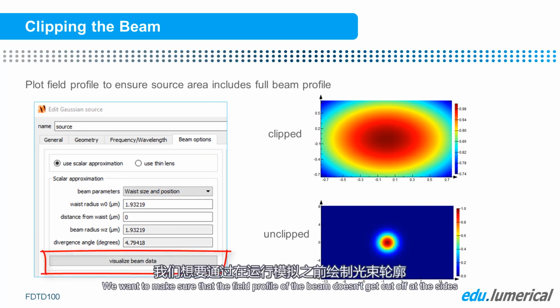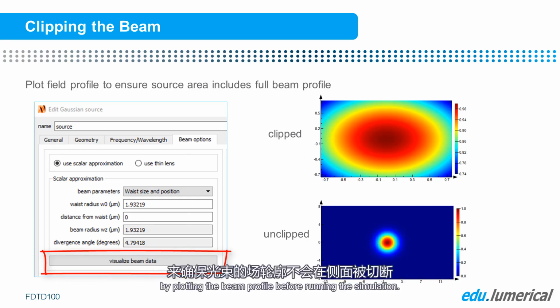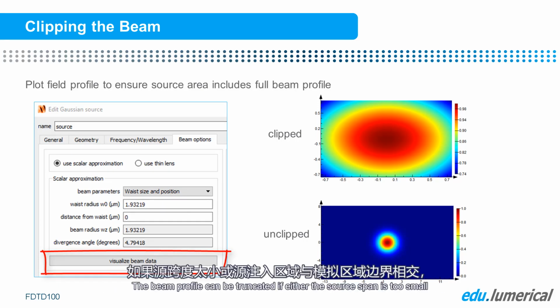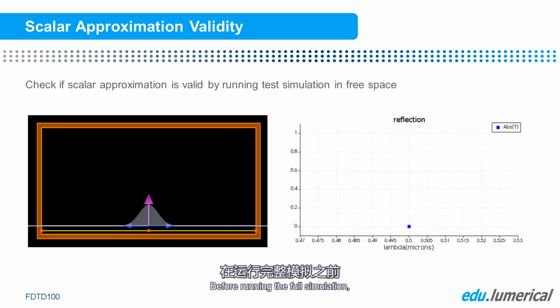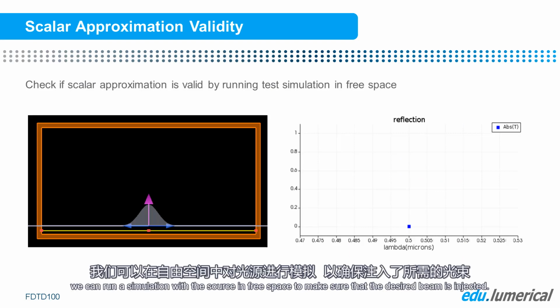We want to make sure that the field profile of the beam doesn't get cut off at the sides by plotting the beam profile before running the simulation. The beam profile can be truncated if either the source span is too small or the source injection region intersects with the simulation region boundaries. Before running the full simulation, we can run a simulation with the source in free space to make sure that the desired beam is injected.